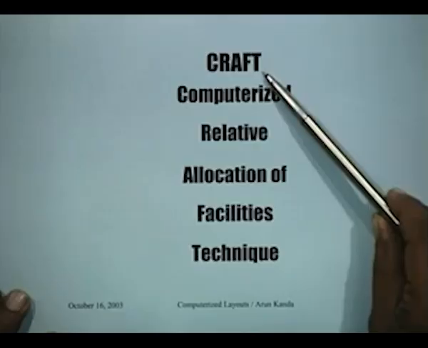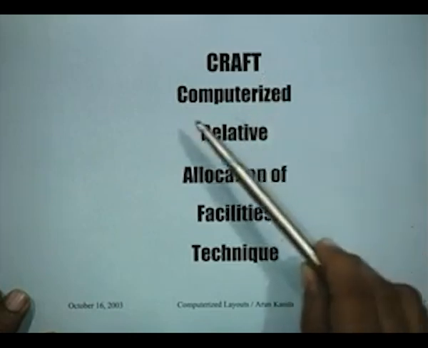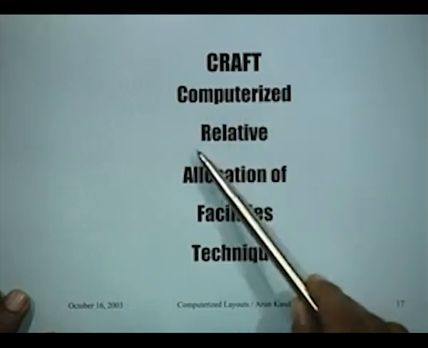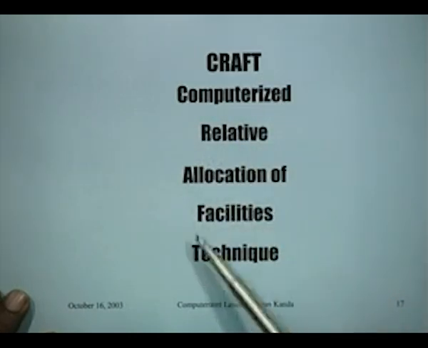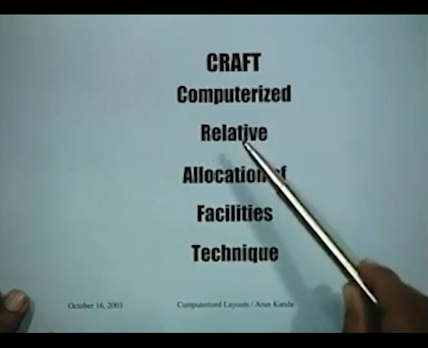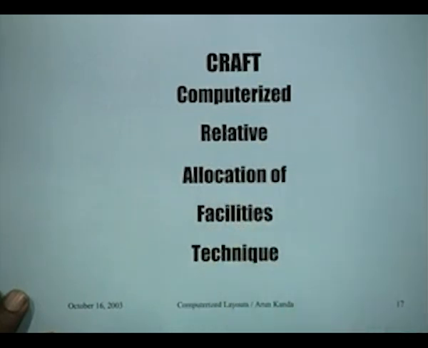So this is the basic feature of CoreLab, which is also a construction program which generates a layout from scratch. Let us now talk about the other category of programs which are used, and we will talk about CRAFT. CRAFT stands for Computerized Relative Allocation of Facilities Technique.